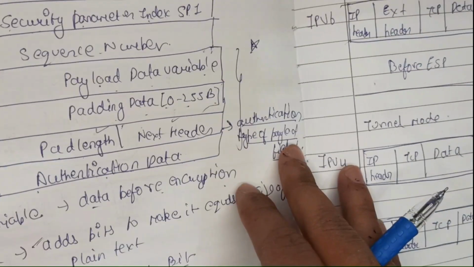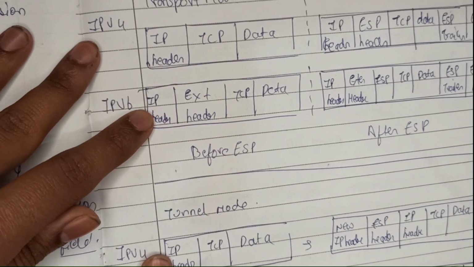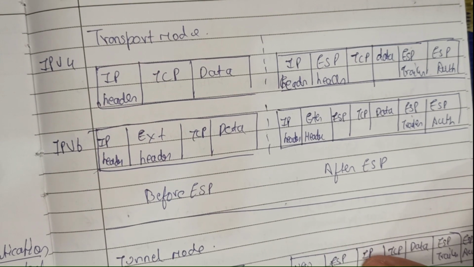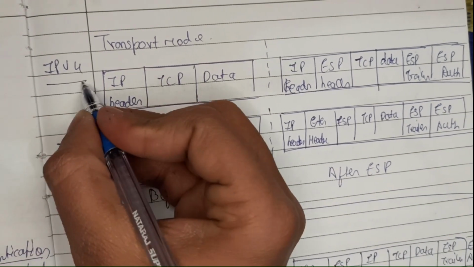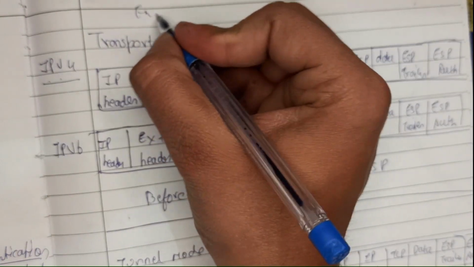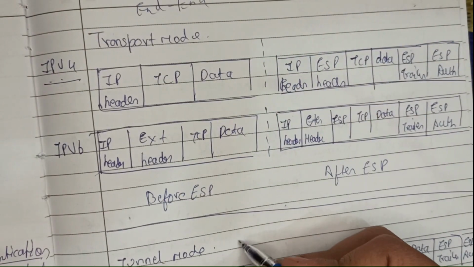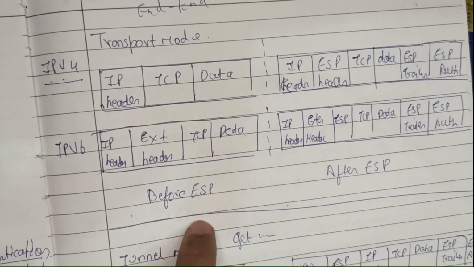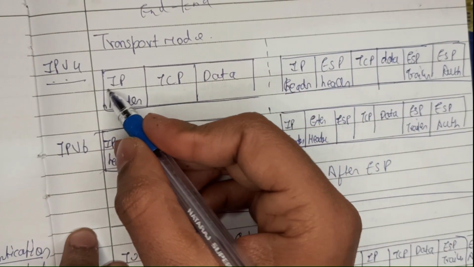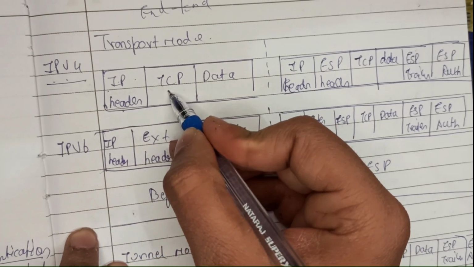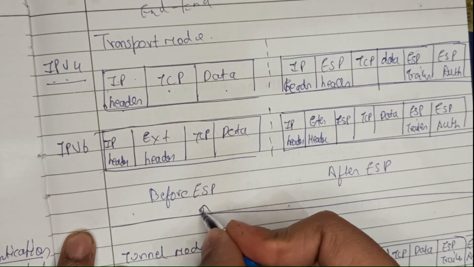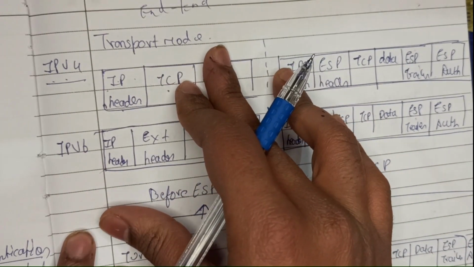Now let's understand how it works in transport mode and tunnel mode. As I have told you earlier, the protocols work in two ways. One is transport mode and another one is tunnel mode. So how does IPv4, internet protocol version 4, work in transport mode? What is transport? End-to-end communication. And what is tunnel mode? Gateway to gateway communication. We'll look at it afterwards. Let's see this first. Internet protocol version 4 contains the internet protocol header, TCP, transmission control protocol, and data. This is before applying our ESP protocol.